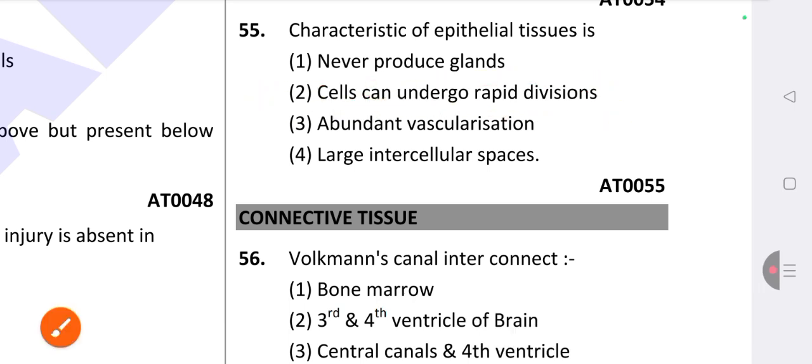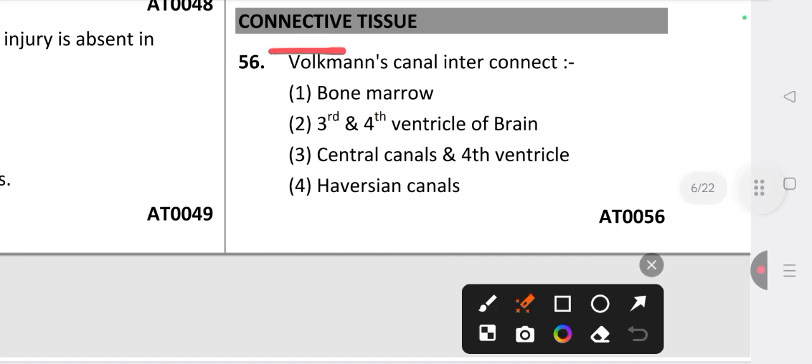So next let's see about the connective tissue. Epithelial tissue अपना complete हो चुके हैं. Next we are coming to connective tissue. So 56th question comes here is Volkmann's canal interconnect. So Volkmann canal किसके बीच में होते हैं? It is Haversian canal को connect करते हैं.